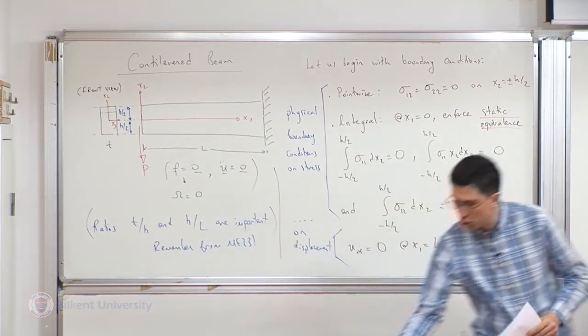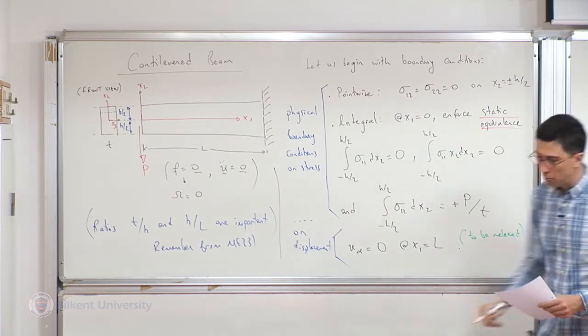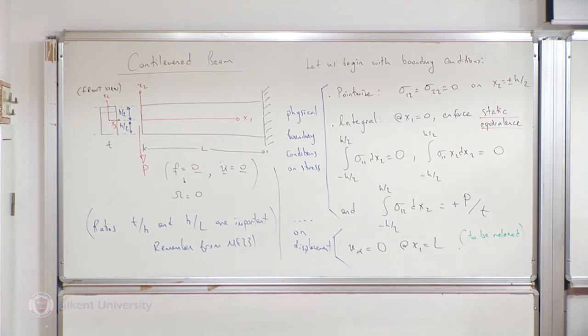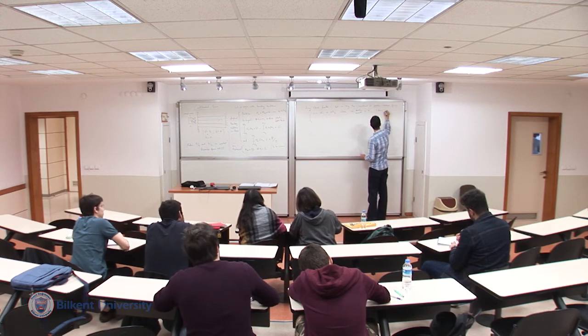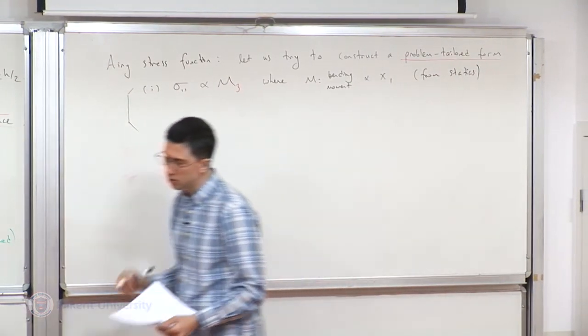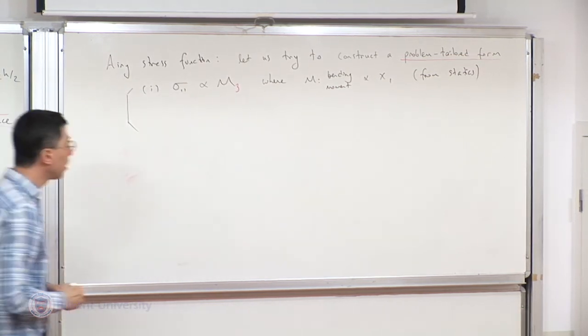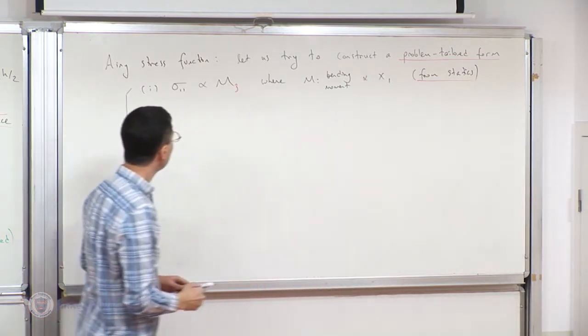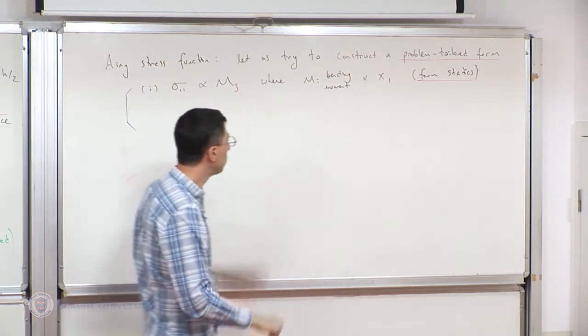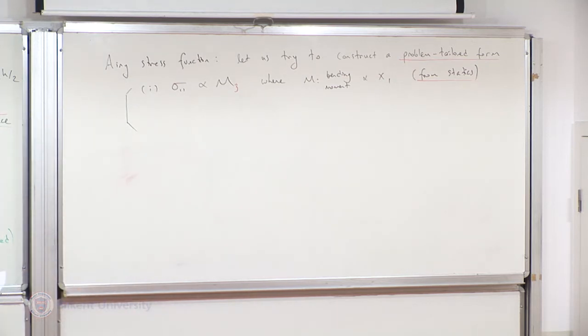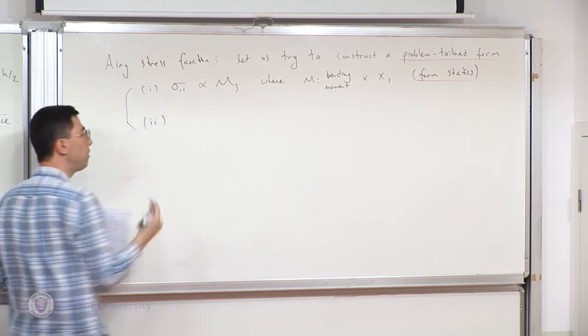Sigma 1,1 is proportional to the bending moment. I'm going to call it M. Of course, we are talking about the bending moment about the x3 axis, but I'm not going to write that explicitly. So M is the bending moment, and M is proportional to x1. And this is something that I am concluding from statics, really. It's statics plus a little bit of mechanics of materials. So we don't really need to know elasticity to conclude that. Okay, the second observation is also very simple.